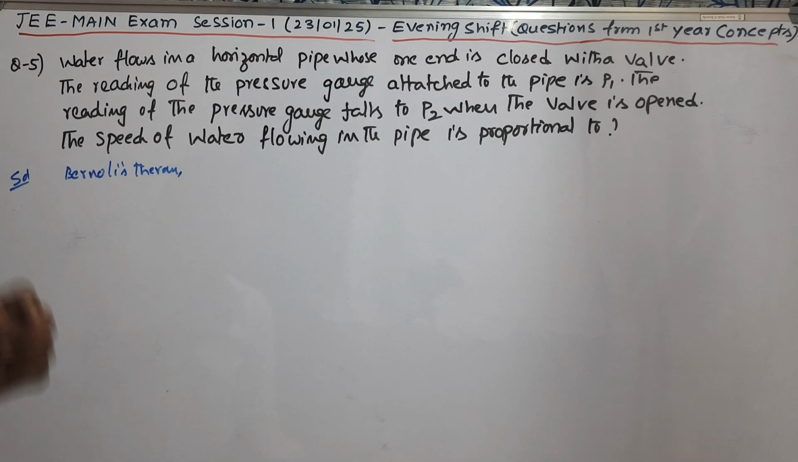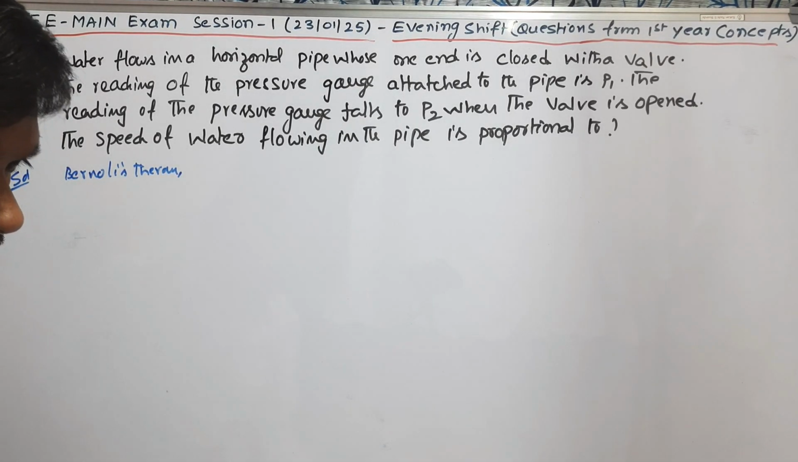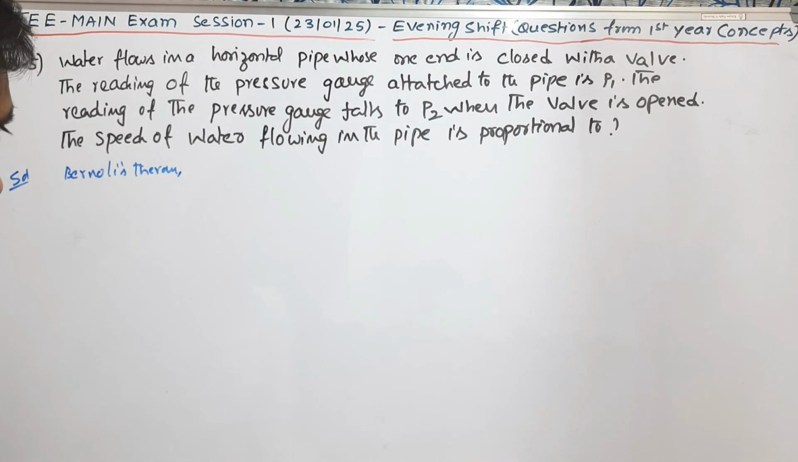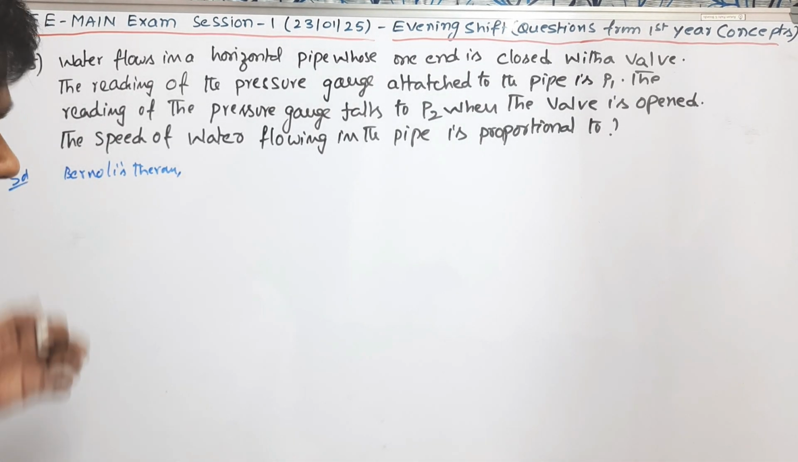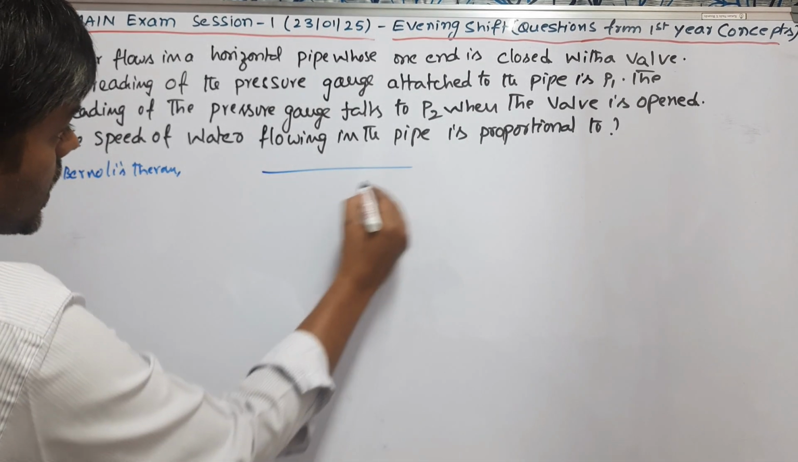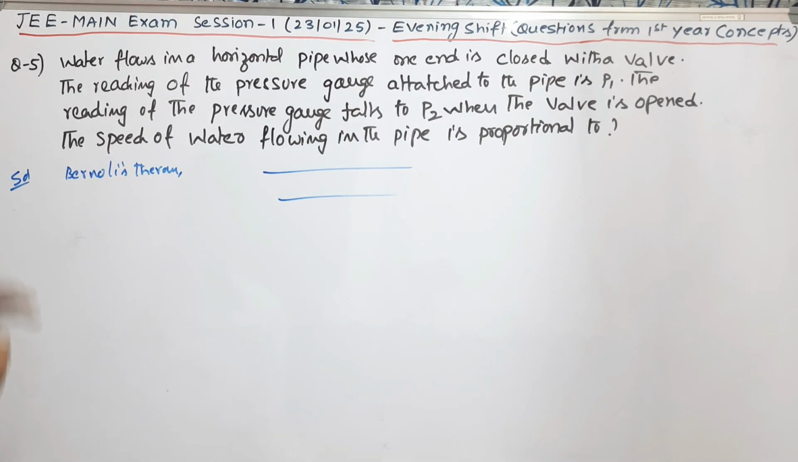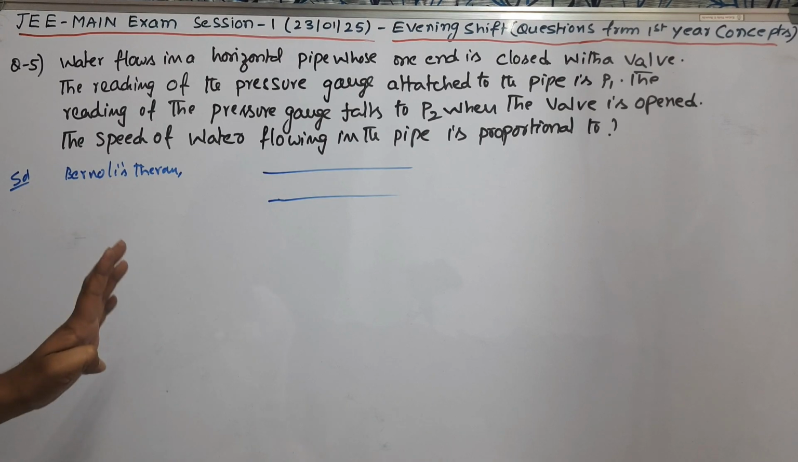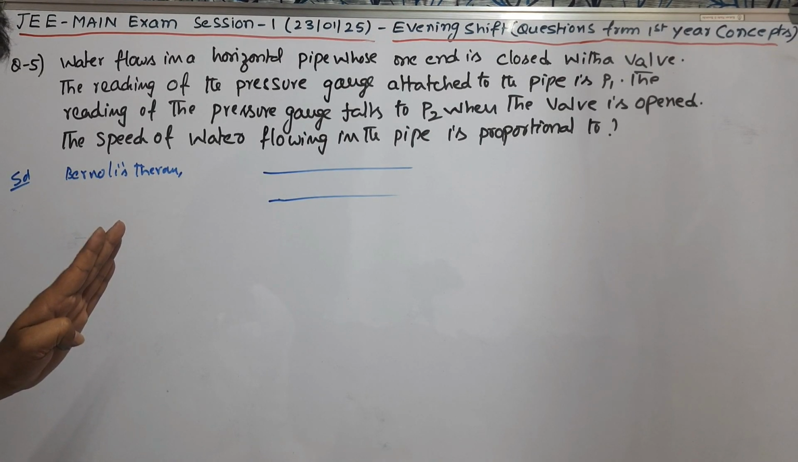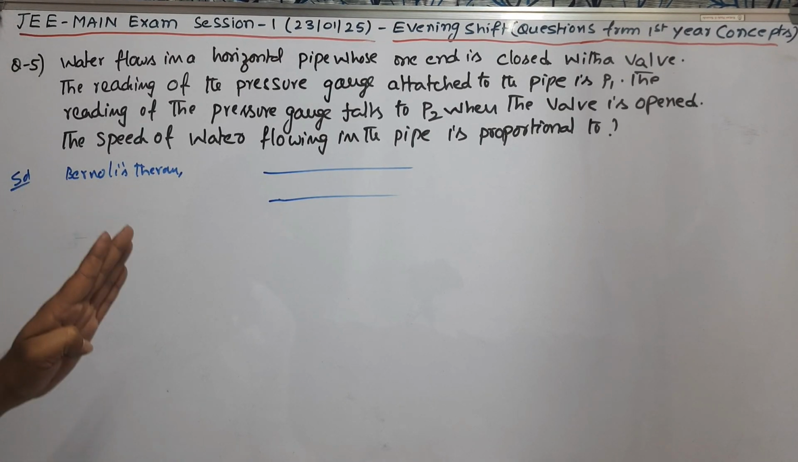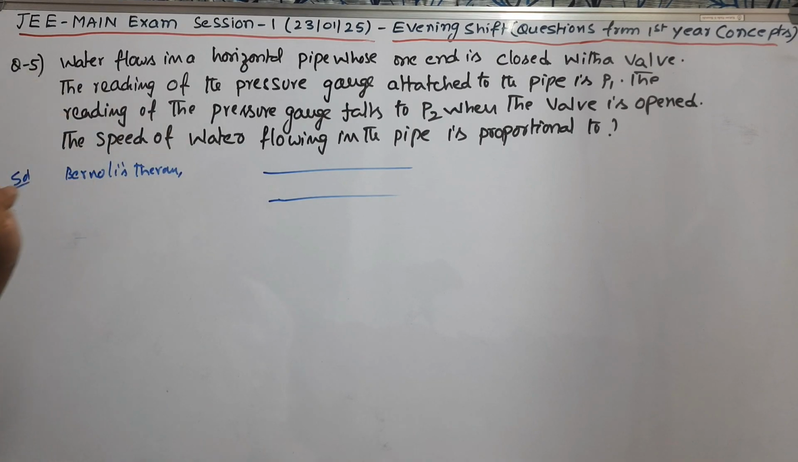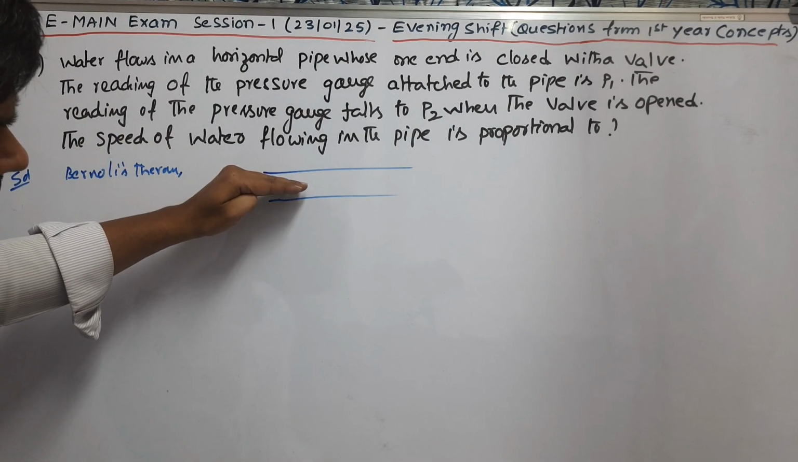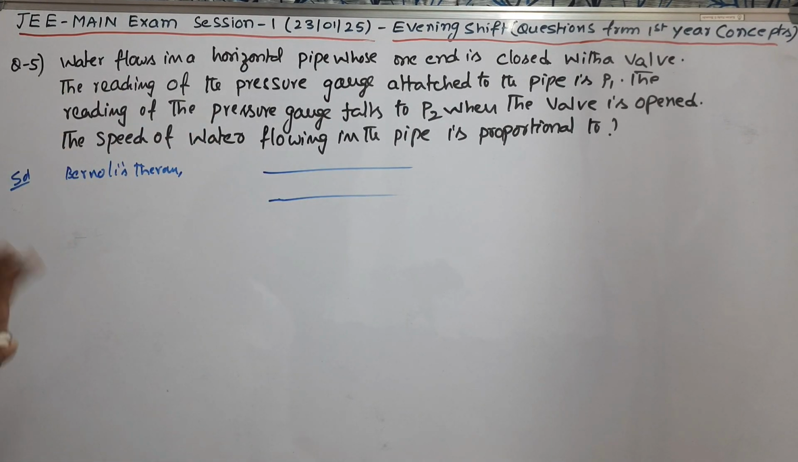What is Bernoulli's theorem? A non-viscous, incompressible, irrotational fluid is called an ideal fluid. When an ideal fluid flows through a pipe, the pressure head, kinetic head and gravitational head remain constant everywhere in its motion, that is, at every point in its motion.